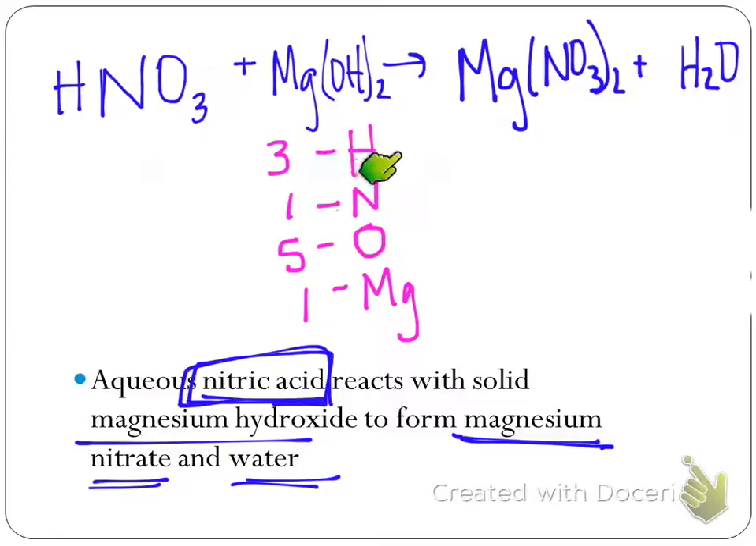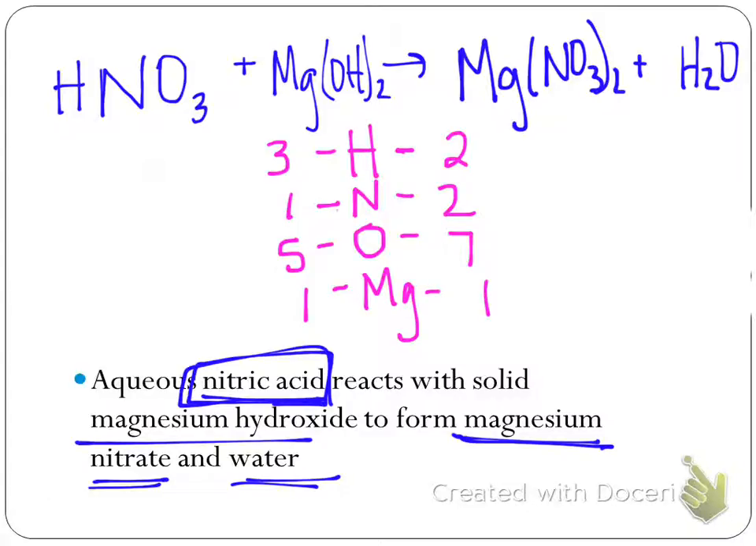Okay, let's look to the right side now. How many hydrogens do I have? I just have 2 right here in water. Nitrogens, I have 2. Good. Oxygens: 6 right here, plus 1 in water, which is 7. And magnesium, I have 1.